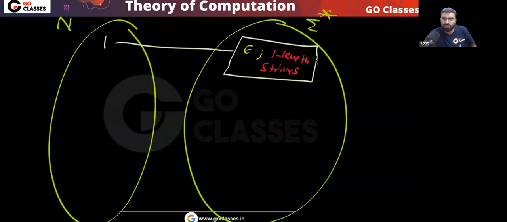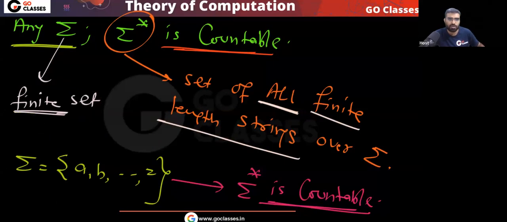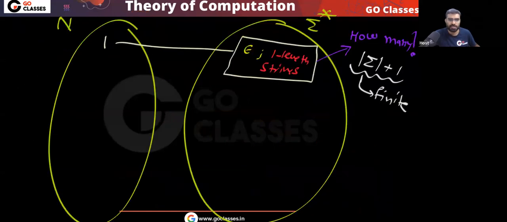So tell me, how many elements are you assigning? You assign epsilon also, and cardinality of sigma plus 1 elements in total. Is this finite? Yes, this is finite, because sigma is a finite set, so the cardinality of sigma is finite.